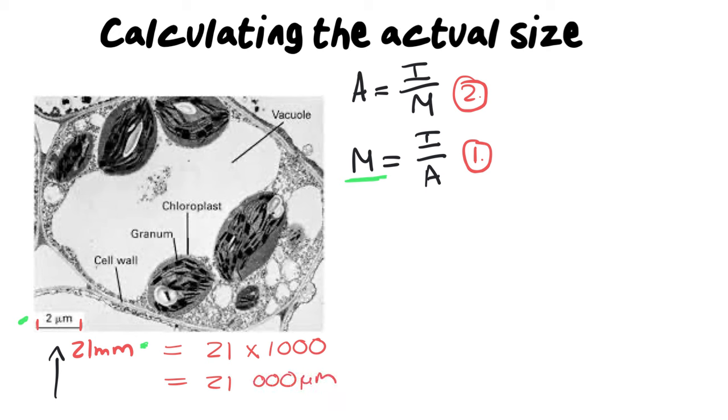Okay, and so now what we're going to do is substitute these 2 values in, because again, we want them to be in the same units of measurement. So let's substitute them into the equation. So the image size versus the actual size, which one is which? Well, the 21,000 represents our image size.